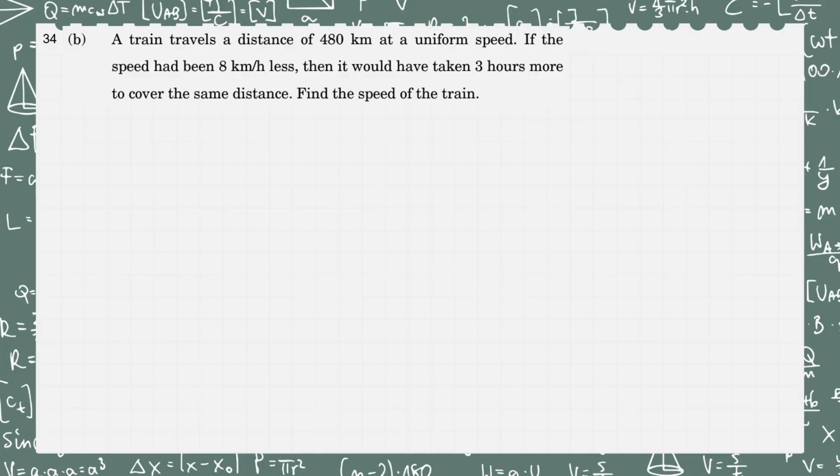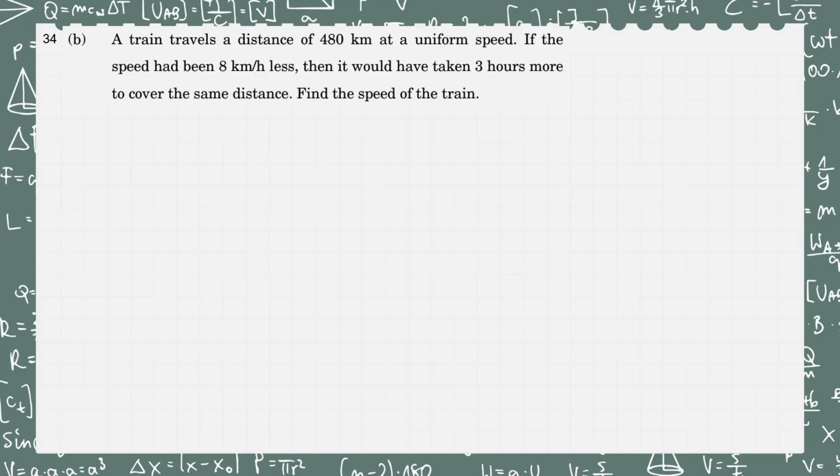This is the second choice of 34th sum. So a train travels a distance of 480 kilometer at a uniform speed. If the speed had been 8 kilometer per hour less, then it would have taken 3 hours more to cover the same distance. Find the speed of the train. And one thing we have to know here is whenever the speed is more, the time taken will be less, right?